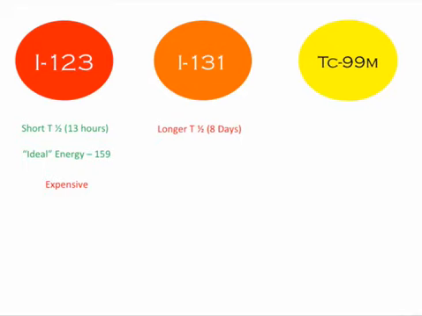131 has a longer half-life, it's got a higher energy, it's a beta emitter, and this high energy tends to make a crappier image, especially when you're using a half-inch thick crystal. It's good for therapy, but not the best for routine imaging, and it's contraindicated with kids and pregnant women. But the good thing is that it's cheap.